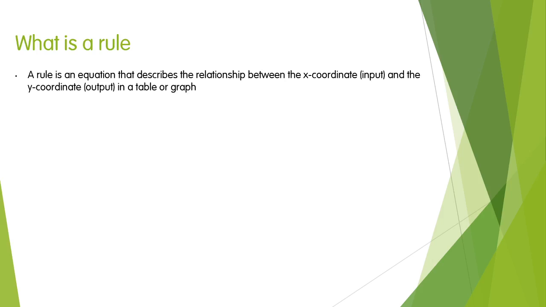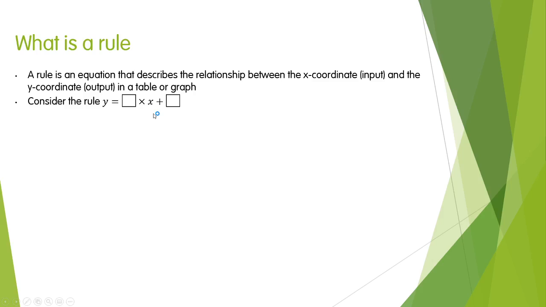Now, what is a rule? A rule is an equation that describes a relationship between the x coordinates, or the inputs, and the y coordinates, the outputs, on a table or graph. Now, sometimes we might not be using x and y, we might be using other coordinates, but it's about that input versus that output.